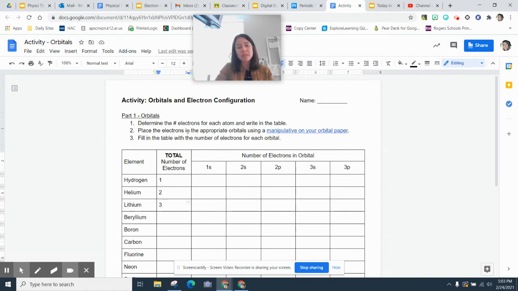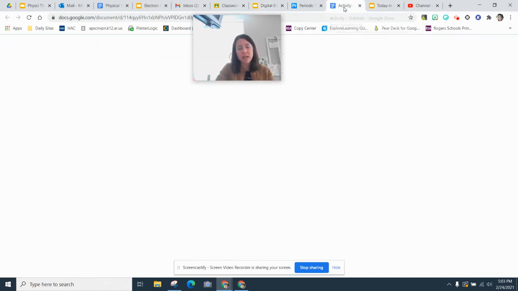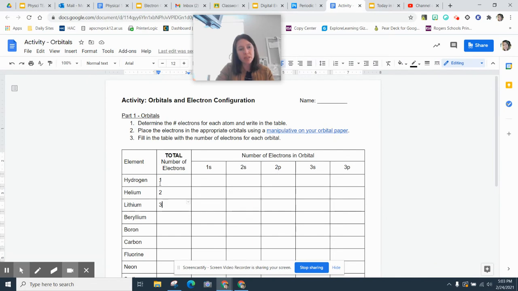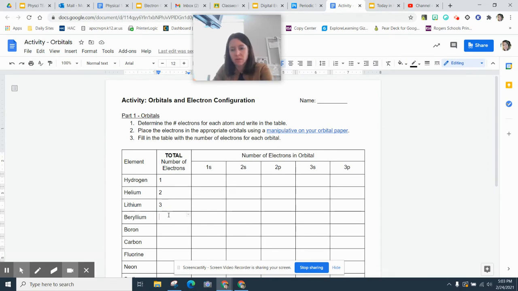Second step, place the electrons in the appropriate orbitals on the manipulative. So the manipulative means this thing right here, okay? I've got those copied in my slides, so I'm going to do an example for you. Let's look at hydrogen, it's pretty easy, but we'll do another one after that. Beryllium is 4, and then boron is 5. Okay, let's just start with hydrogen.